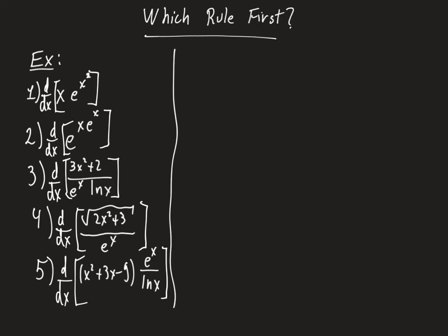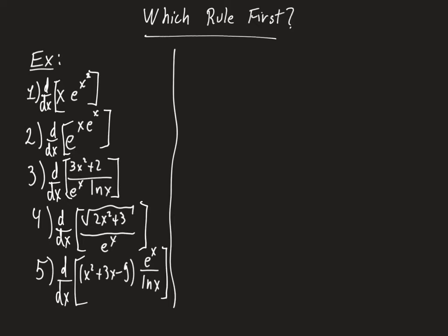I didn't really go much into detail into how to pick the rules. So I thought it'd be a good idea to make a follow-up video in which I pretty quickly go over a bunch of different examples and explain to you how I choose the order in which to use the rules. The rules I'm talking about, of course, are product, quotient, and chain rule.